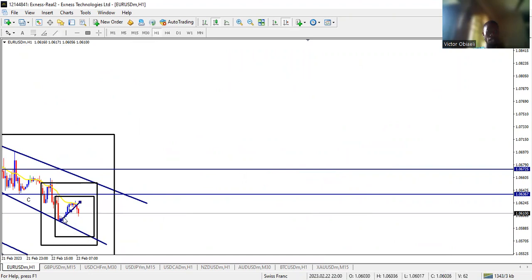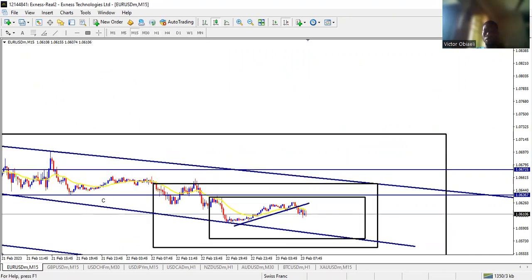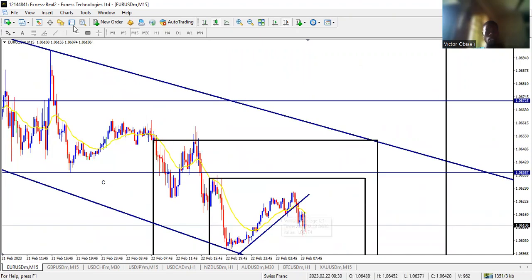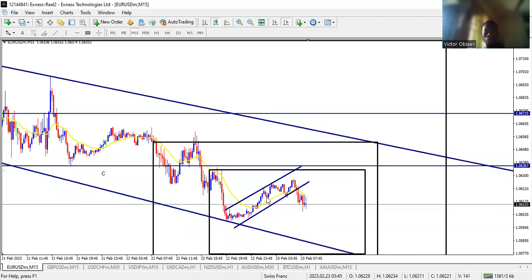A pullback, a retracement. Now, I will go down to 15 minutes in order to see what is happening. So what I want is, I want them to close below this particular point in the 15 minutes. This is the 1 hour retracement. So in the 15 minutes, I will go down.